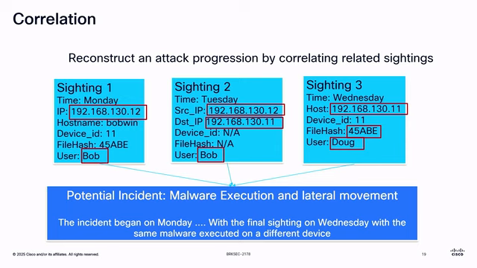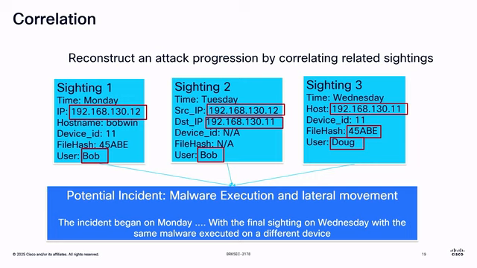And so here is an example where on Monday, 192.168.130.12 with the host name Bob Wynn, had device ID of 11, had a file hash of 45ABE with user Bob. Tuesday, we had the same IP address, the same username involved. We've also extended the attack chain or the correlated incident to include another IP address. And then on Wednesday, we see this IP address again, the same file hash here as back here on Monday, and then a different user.